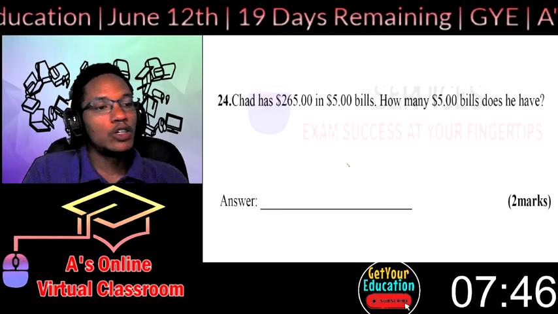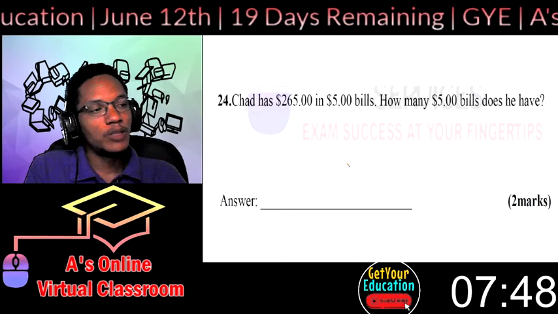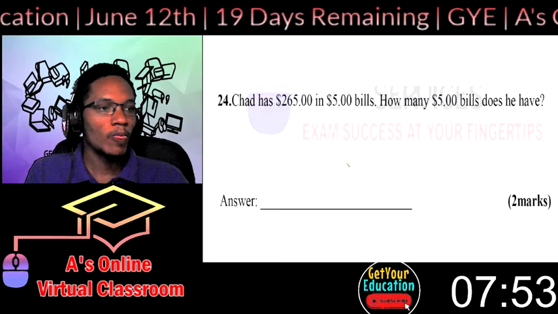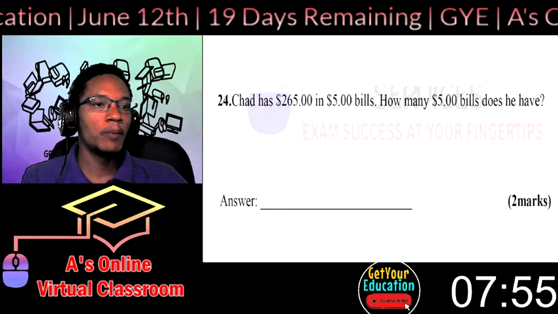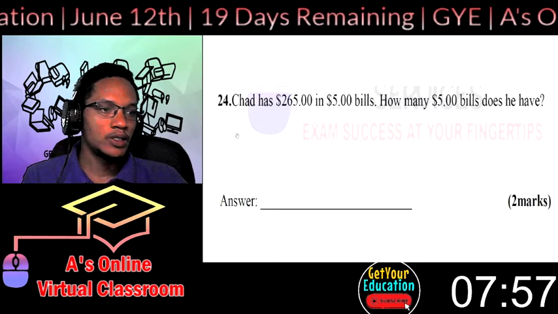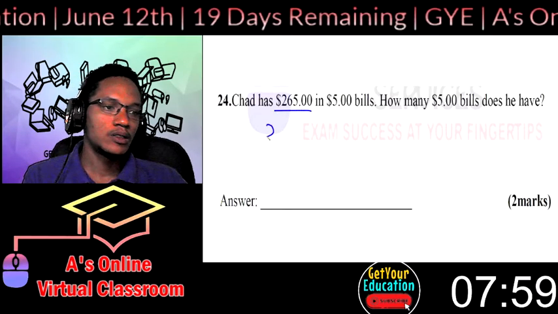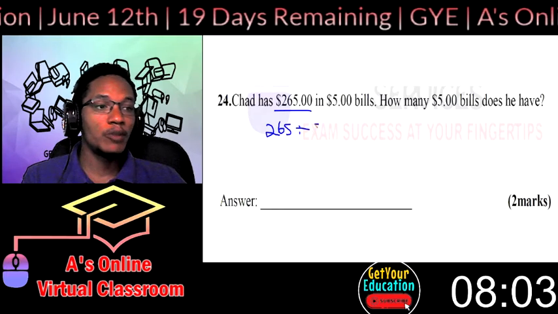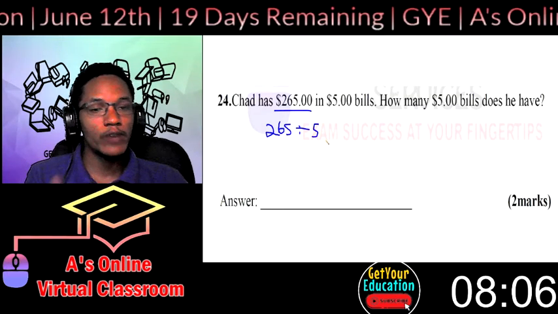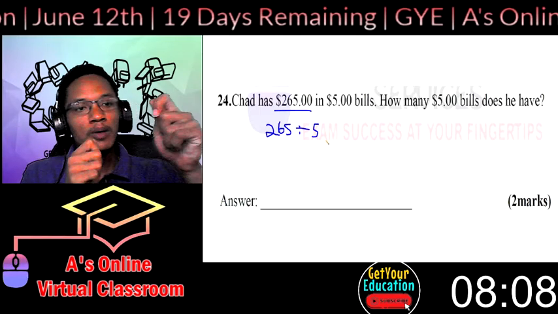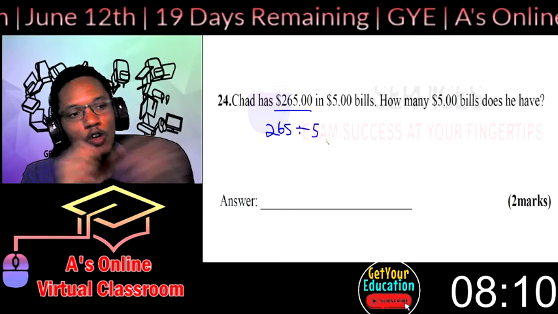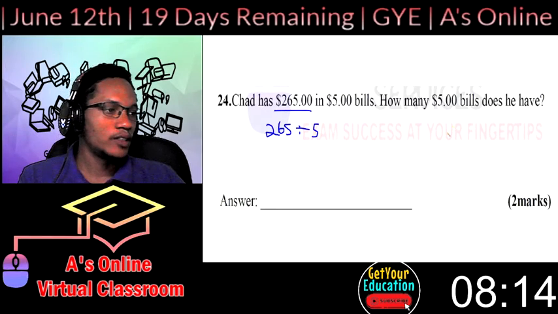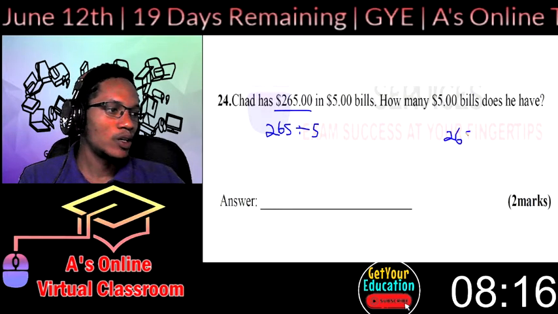Chad has $265 in $5 bills. How many $5 bills does he have? So this is a nice simple money question where we're going to take the total money he has, and we have to divide it by what type of bills he has. So you have $5 bills. So each bill that he has is a $5. How many of them will make up 265? So we'll divide it up to see how many groups of 5 we have.